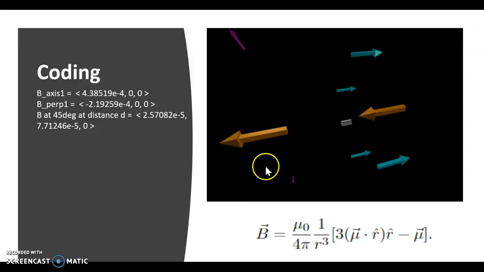And here's the equation we used to calculate the magnetic field in our code, the constant times 1 over the distance squared, and then using the dipole moment and the distance we could calculate the field. And these are the actual results that it calculated for these fields.